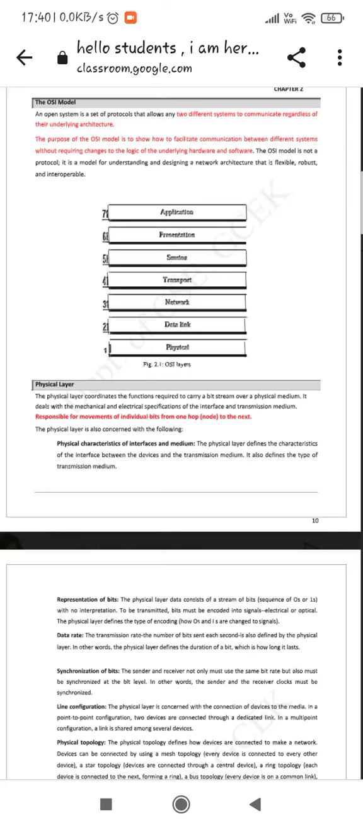So today we are going to learn about the OSI model of computer network. So without wasting a minute, let's get started with the video.